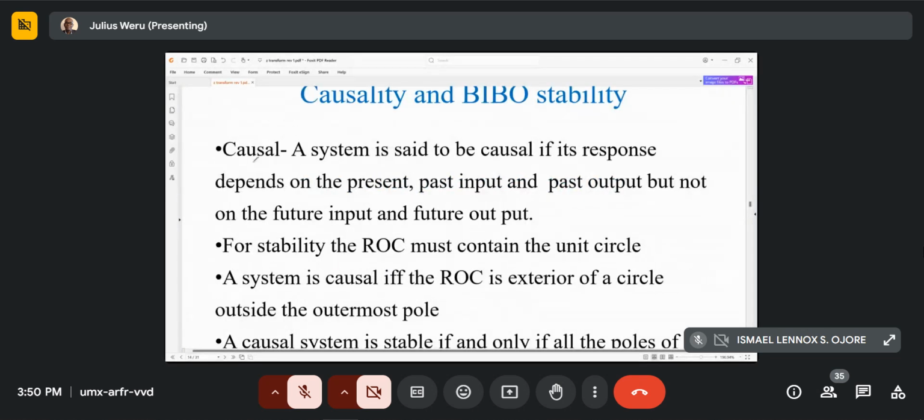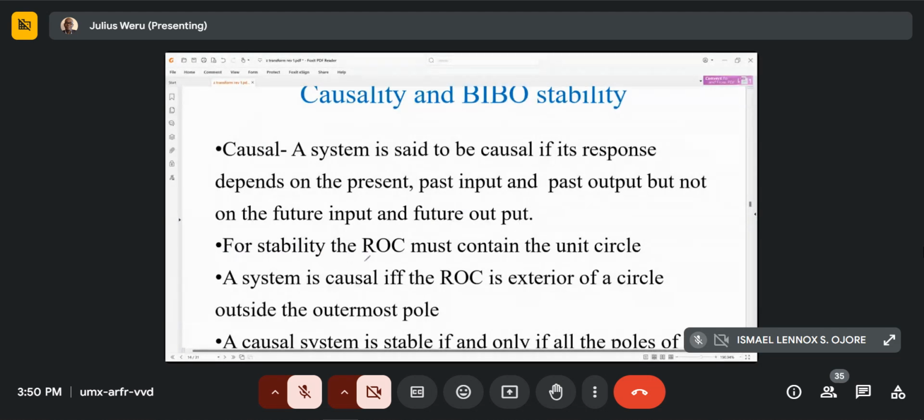For a causal system, we want to see what conditions it must meet for it to be stable. First of all, a system is said to be causal if its response depends on the present and past input and past output, but not the future input and future output. That's how you describe a causal system.